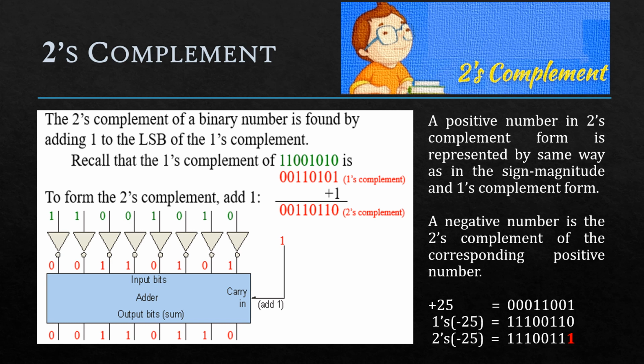The number 25 can be represented as 000110001. First take its 1's complement, and we get 111001110. To the 0 at the LSB position we add 1. Now we get 1110011.